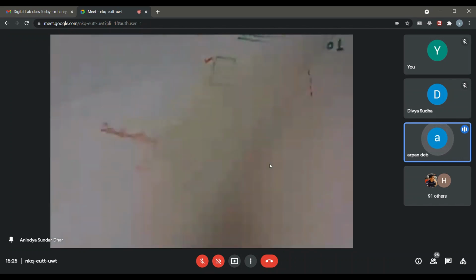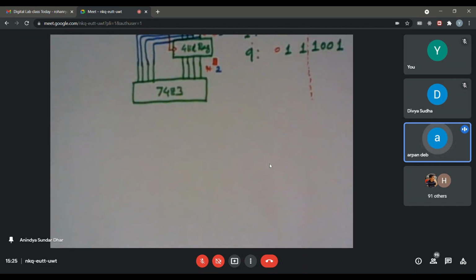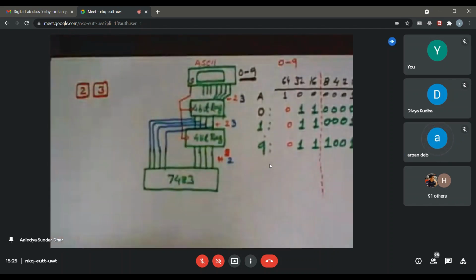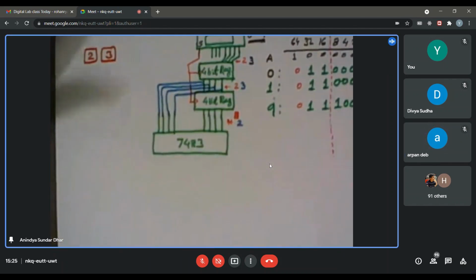Sir, if I add two numbers, my maximum output can be 18. So how will the display show that? How will we know what the output is if it goes beyond 10? Okay. So right now is the drawing visible? Yes, sir. Okay. Just one moment.